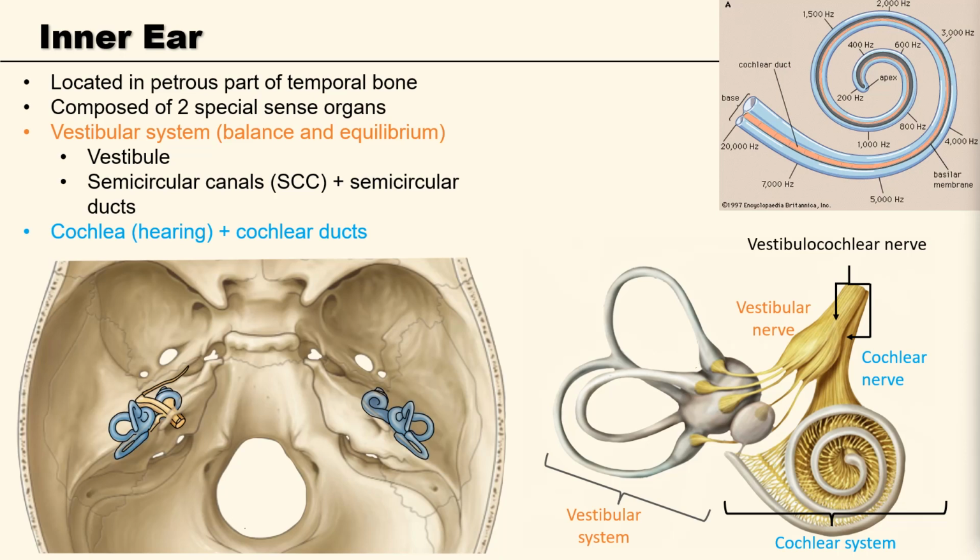Information is taken from these special sense organs and transmitted to the brain via the cranial nerve 8, the vestibulocochlear nerve. The vestibular part conducts information from the vestibular system, and the cochlear part conveys information from the cochlea.